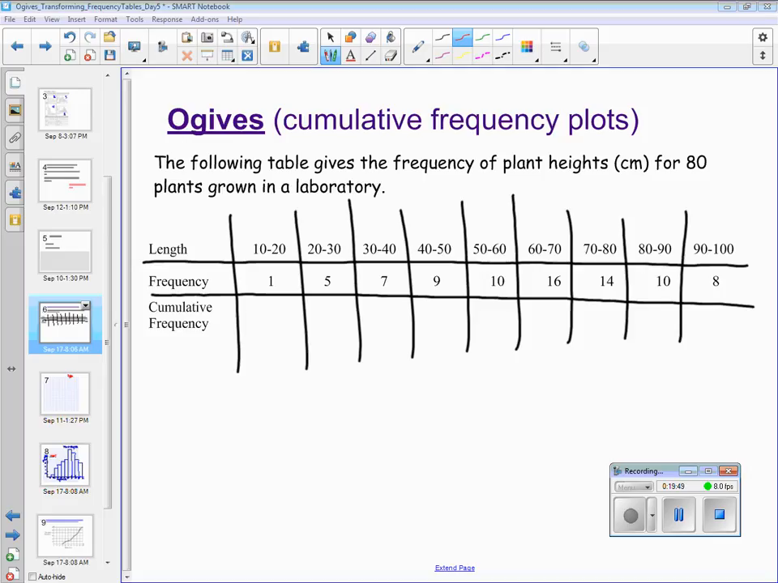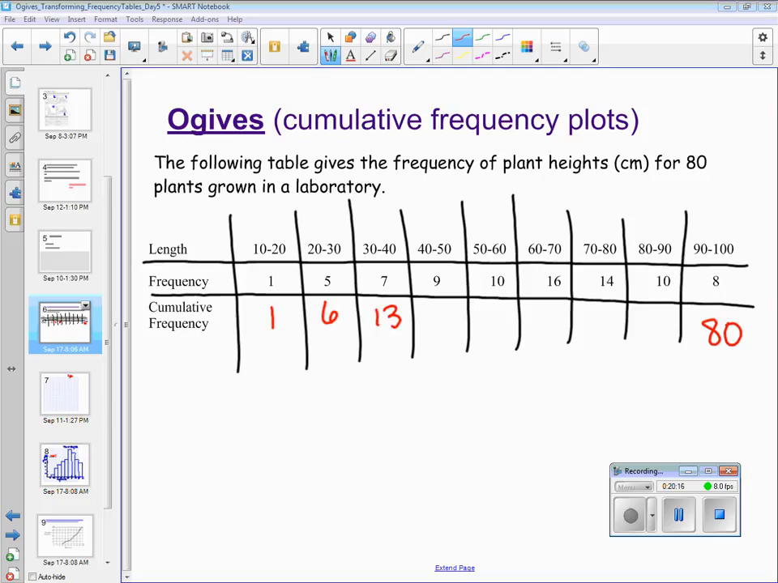So how does that happen? What does that mean? Well, it means that they should all be a total of 80, because if it's cumulative, it includes everybody. And we're going to keep adding as we go. So the first frequency was just 1. But if I take the 1 and I add 5 more, how many do I have now? 6. And if I take that 6 and I add 7 more, how many do I have? 13.